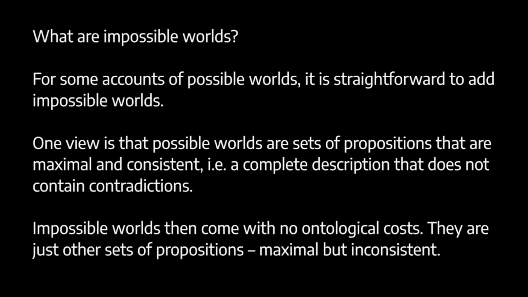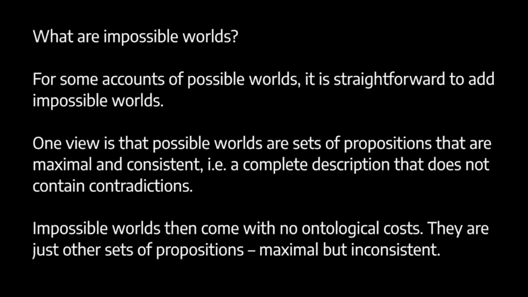But there are other ways of thinking about what impossible worlds might be, and possible worlds more generally. So one popular view is that possible worlds are just sets of propositions that are maximal and consistent. They're maximal in the sense that for every proposition, the set contains either that proposition or its negation. So the set gives us a complete description. It leaves nothing out. And they're consistent in that the set contains at most one of each contradictory pair of propositions. A possible world is a maximal, consistent set of propositions. Now, on this way of thinking about what possible worlds are, impossible worlds do not present any metaphysical difficulties at all. An impossible world is just another set of propositions, presumably a maximal but inconsistent set of propositions.